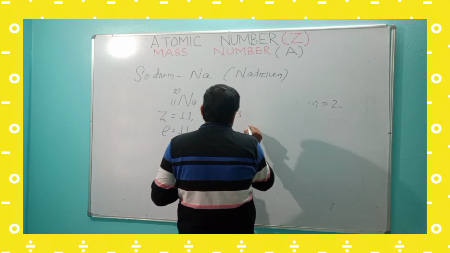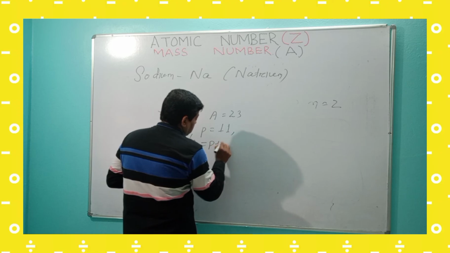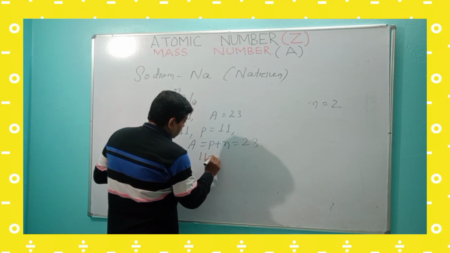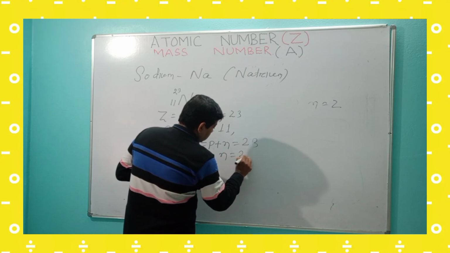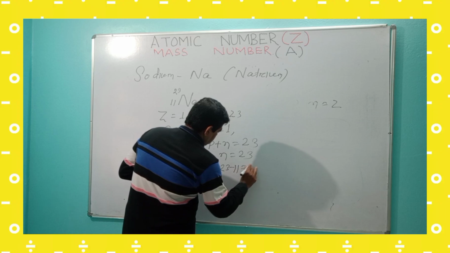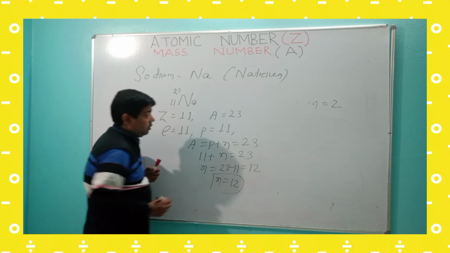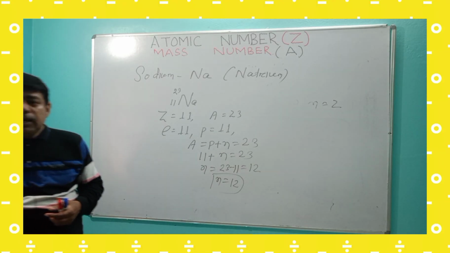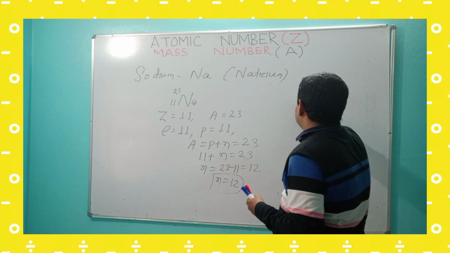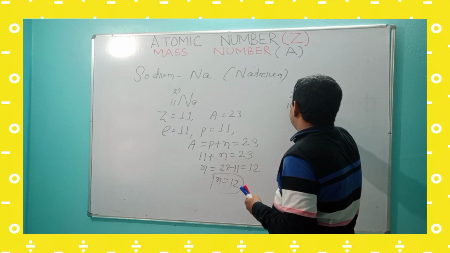Mass number is protons plus neutrons, equal to 23, and the number of protons is 11. So the number of neutrons will be 23 minus 11, which is 12. The sodium atom has 12 neutrons. So the sodium atom has atomic number 11 and mass number 23.